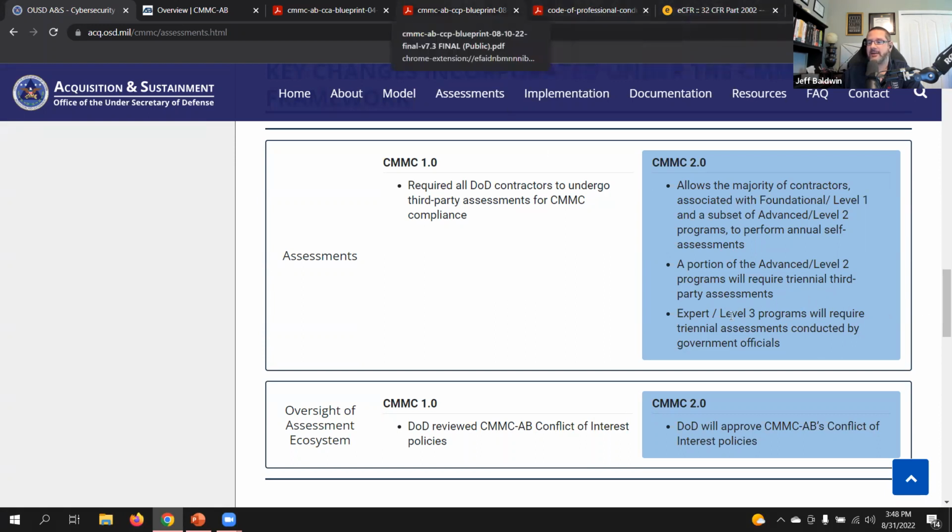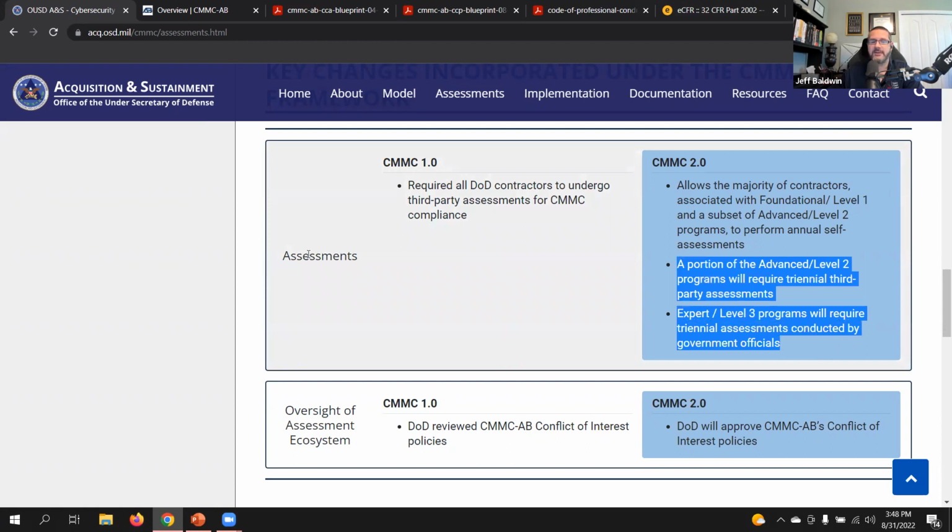I'm going to edit myself because I could say how I think for level 3, they could use the authority of a government and have contractors do it like they're doing right now with the joint surveillance assessments. But for the exam, this is what you need to know right here.